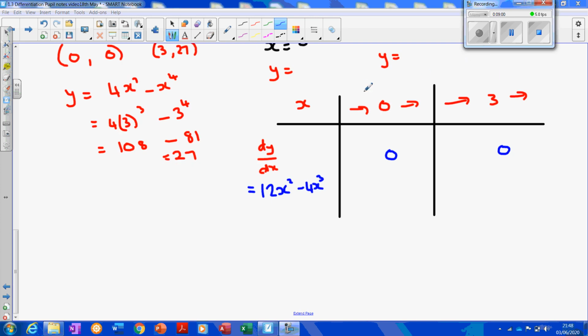Okay, so pick a value less than 0, so minus 1 would fit in there. Pick a value between 0 and 3, so just pick 1, make it the easiest one. We could have 1 or 2. And then there we'll pick 4.